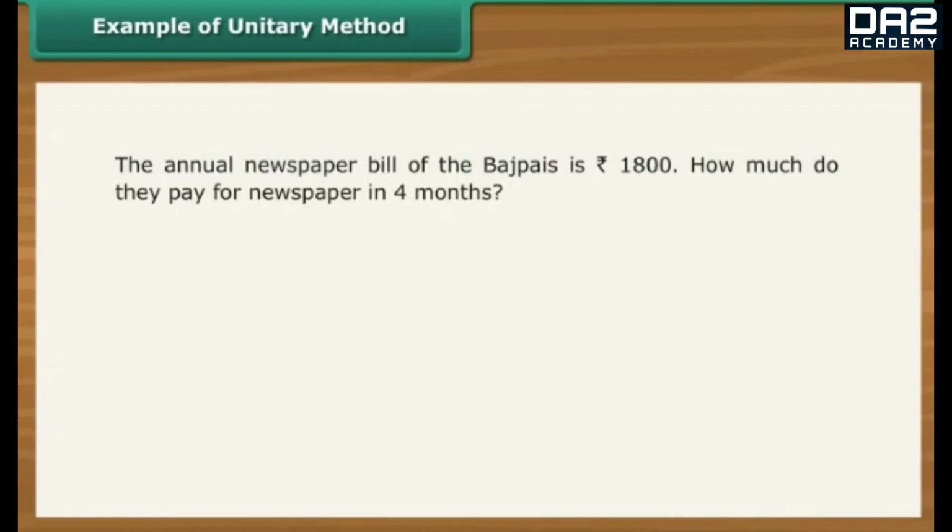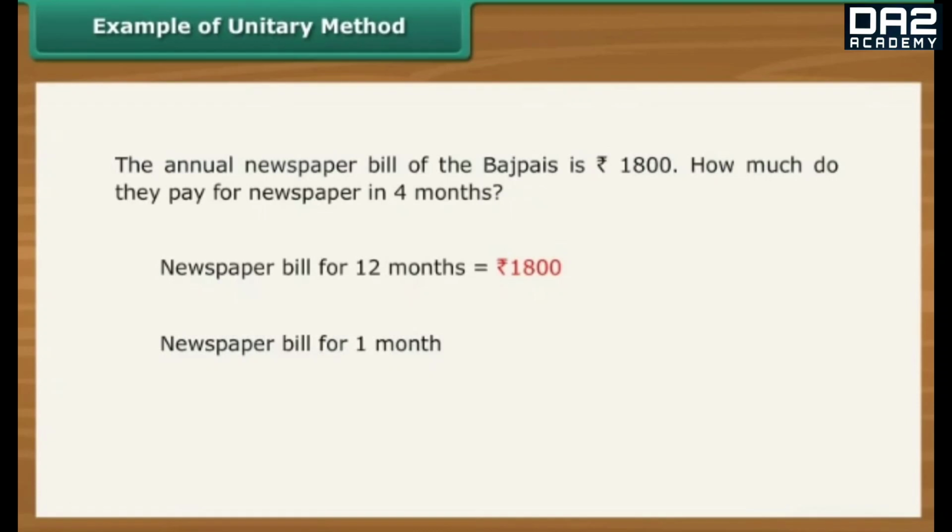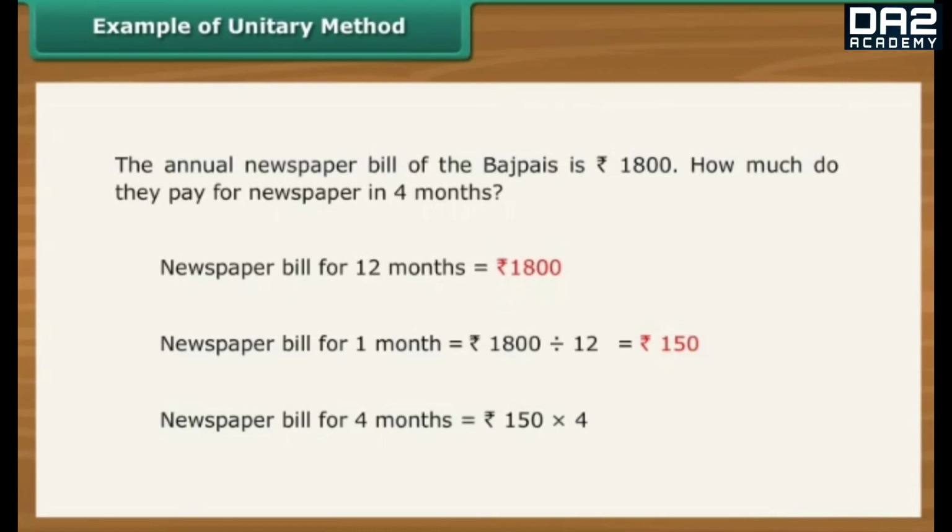Example of unitary method. The annual newspaper bill of the Bajpayis is Rs 1800. How much do they pay for newspaper in 4 months? Newspaper bill for 12 months is equal to rupees 1800. Newspaper bill for 1 month is equal to rupees 1800 by 12, that is rupees 150. Newspaper bill for 4 months is equal to rupees 150 into 4 is equal to rupees 600.